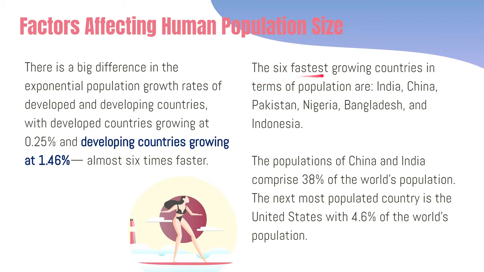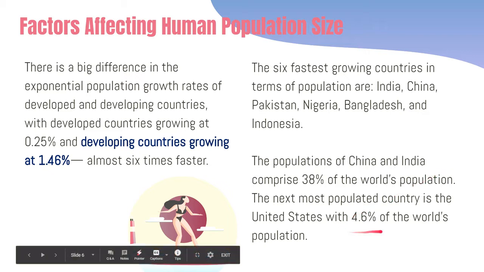The six fastest growing countries in terms of population are India, China, Pakistan, Nigeria, Bangladesh, and Indonesia. The populations of China and India, these two combined, comprise 38% of the total world population. So that's quite big. These two countries together are almost 38% of all the people in the world. The next most populated is the United States, with only 4.6% of the world's population.